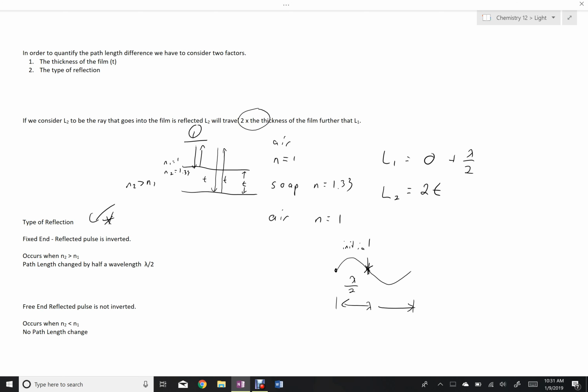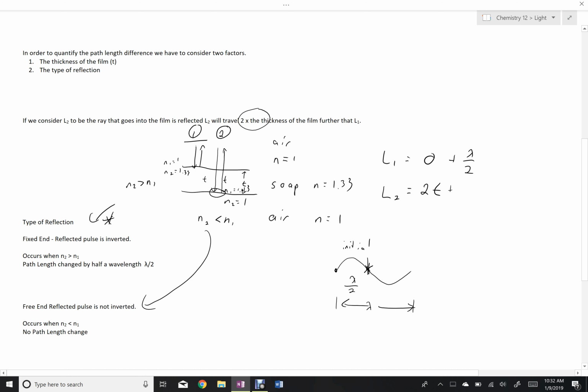The other option is a free end reflection. A free end reflection results in the pulse not being inverted, and this occurs when the secondary medium for the surface of reflection has a lower refractive index than the first medium. In this situation, if we look at light pulse 2, the one that goes into the film, we're looking at this barrier between soap and air where it's reflecting. We can see that N1 is 1.33 and N2 is 1, and so here N2 is less than N1, and so this is an example of a free end reflection.